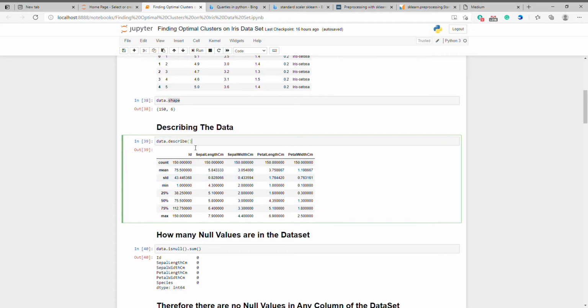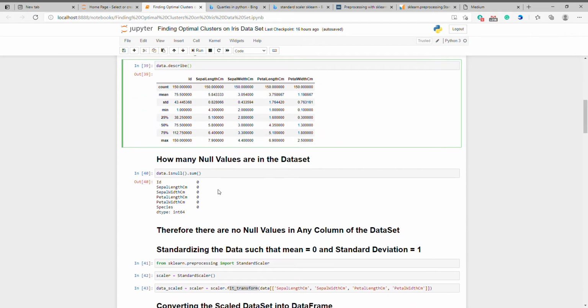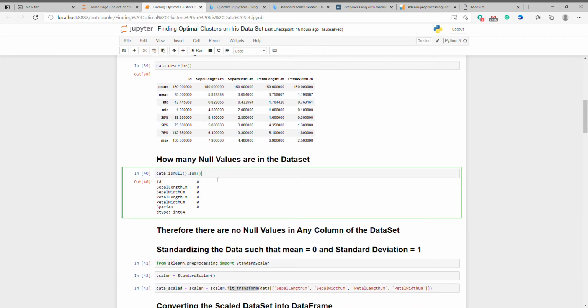Now I am describing the data. In this describe output, per column, sepal length, sepal width, petal length and petal width, the mean, standard deviation, and maximum value of each column are all printed here.